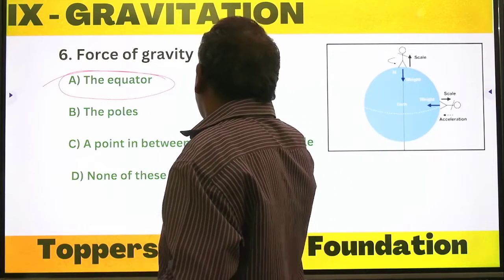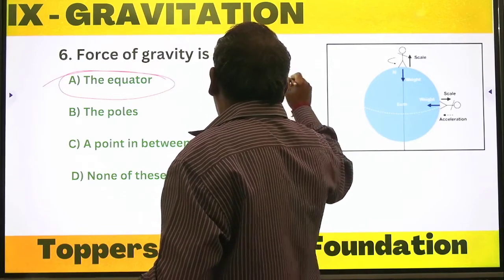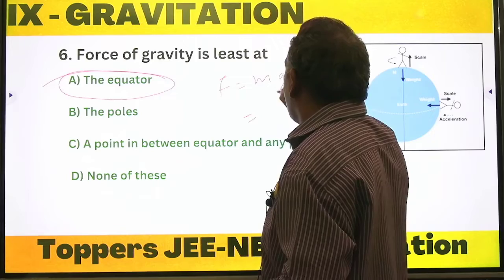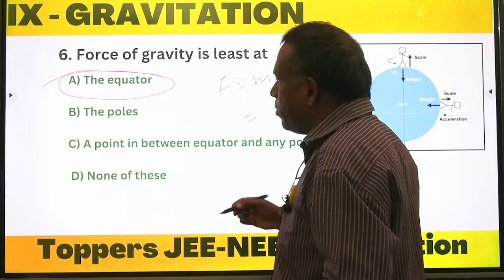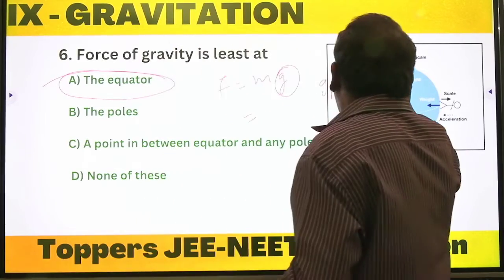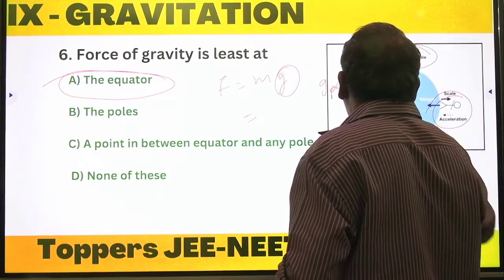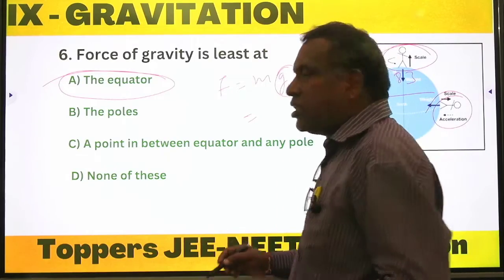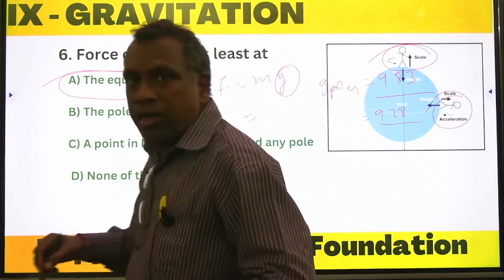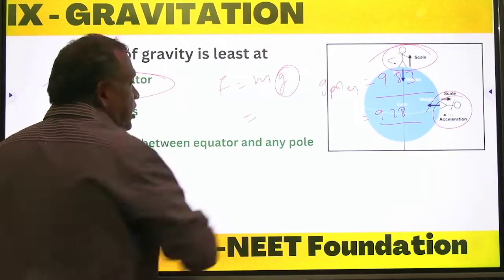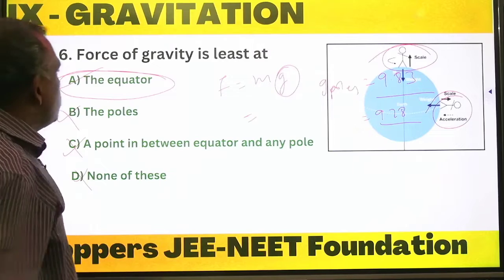The force of gravity is nothing but weight, so F is equal to mg here. The g value at the poles is 9.83. See, this is the pole and this is the equator. At the poles the g value will be maximum, and the g value at the equator will be 9.78, the minimum. That's why the force of gravity is least at the equator. Equator is the correct answer. The remaining options are wrong. So this is about question number 6.